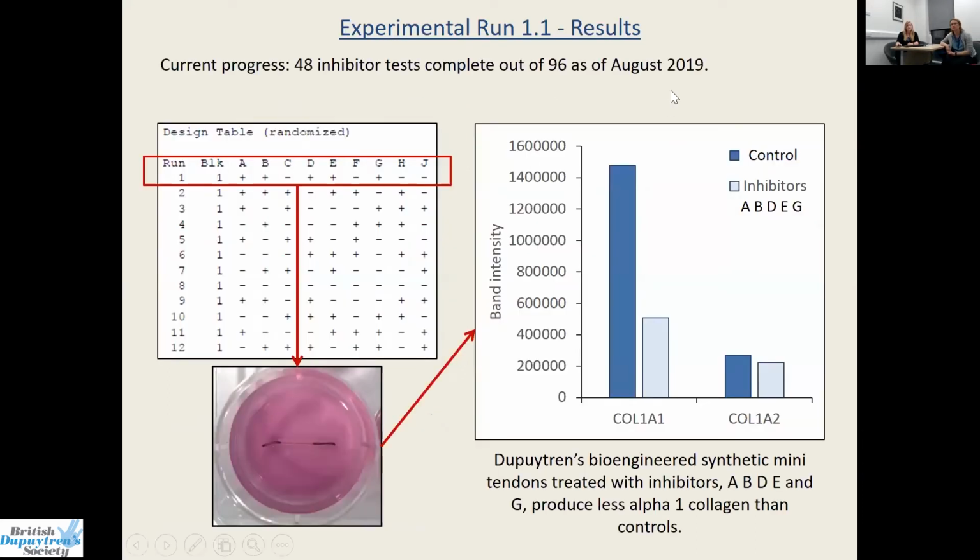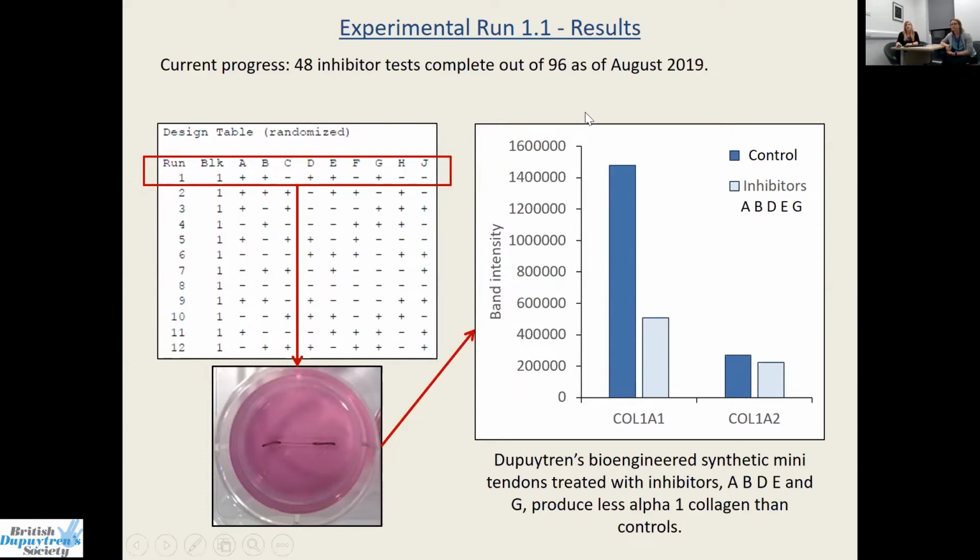So currently where we're at with this project is, as of yesterday, we are halfway through our tests. We've done 48 out of the 96 treatment tests. There are 96 because we're doing 12 different combinations and we're repeating those 8 times just to make sure that the data that we obtain is powerful enough and representative enough of all the different combinations of the inhibitors that we're testing.